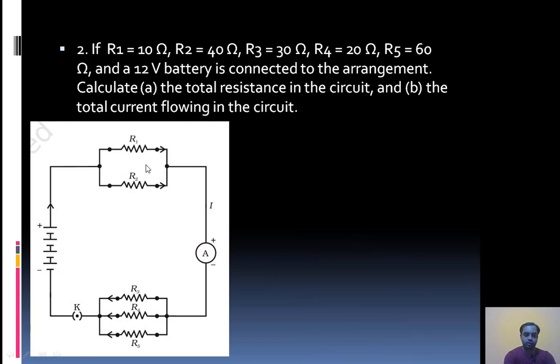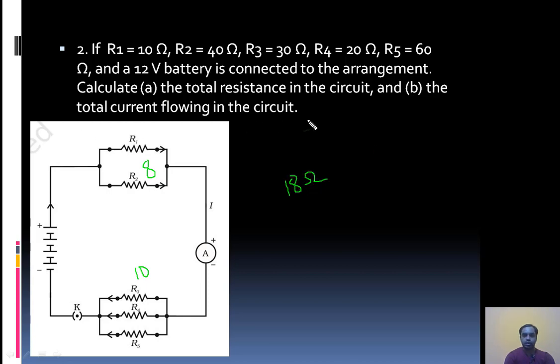And let me write this one. This one is 8, this is 10. Now these two are connected in series, this and this entire thing. So here 8 plus 10 is 18. So the total resistance of the circuit is 18 ohm.